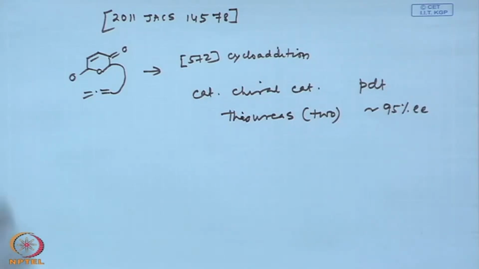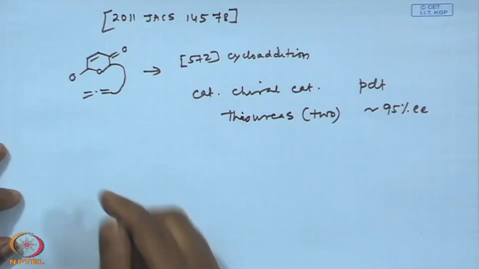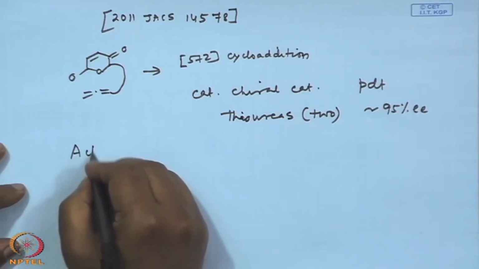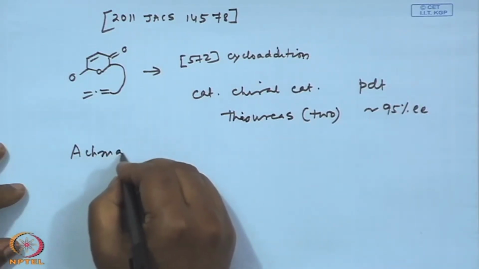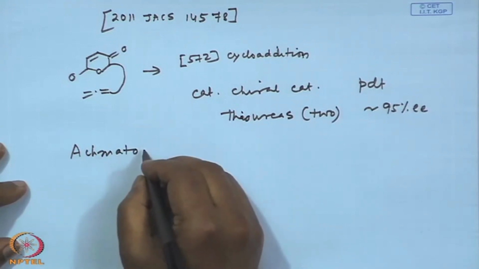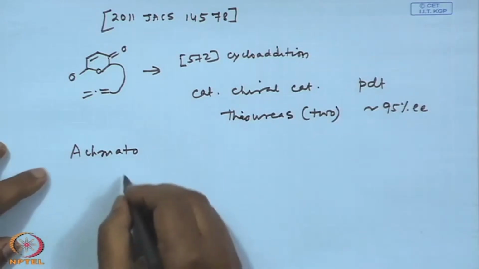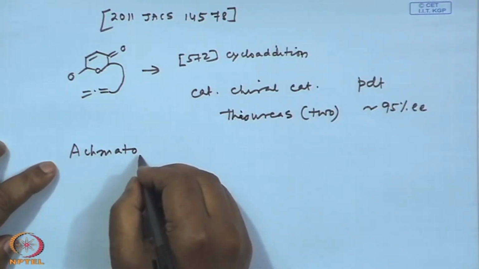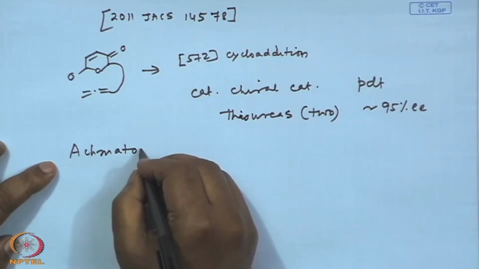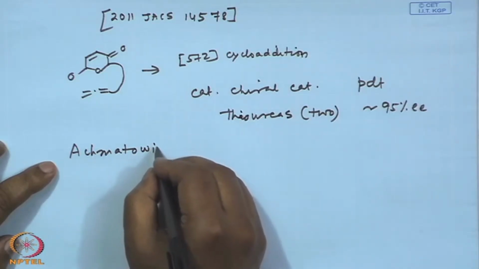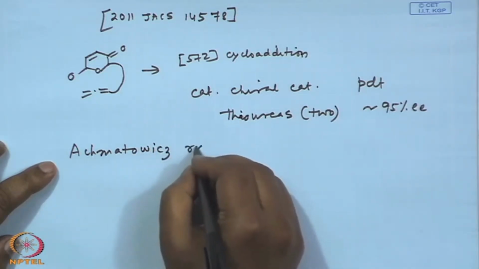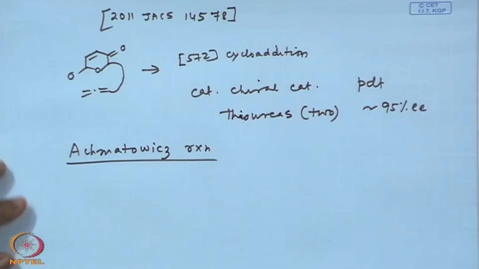Okay. And lastly, I will just very briefly tell you why this reaction, the 5+2, is so famous or very popular, because I told you that I will tell you about a reaction called the Achmatowicz reaction, right. Achmatowicz is a Polish person's reaction. What is it?